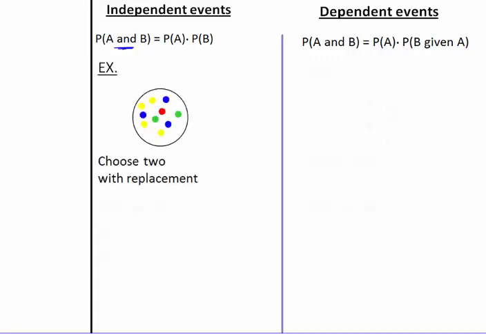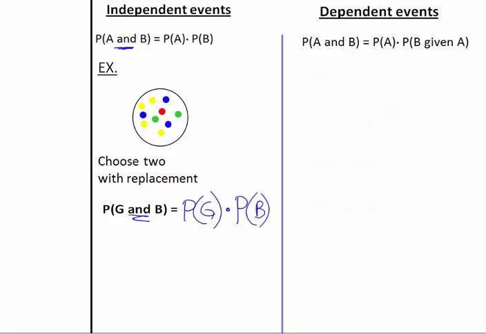So here's an example. We're going to choose 2 marbles from our circle, and that is with replacement. So I pick one, I record the color, I put it back, and then I pick another one. So we're picking twice, but we put the first one back. So let's find the probability we get a green and a blue. It's an and, so that means we multiply the probability of green times the probability of blue.